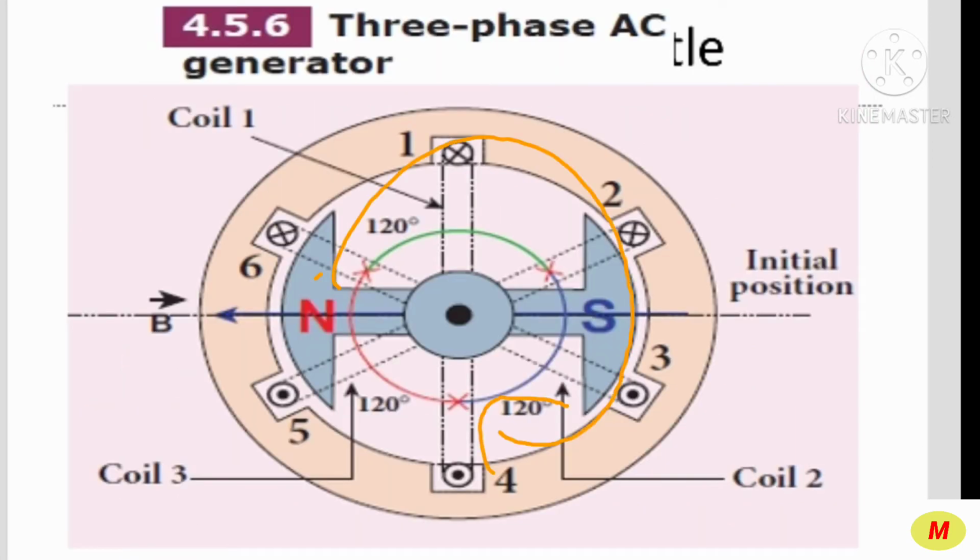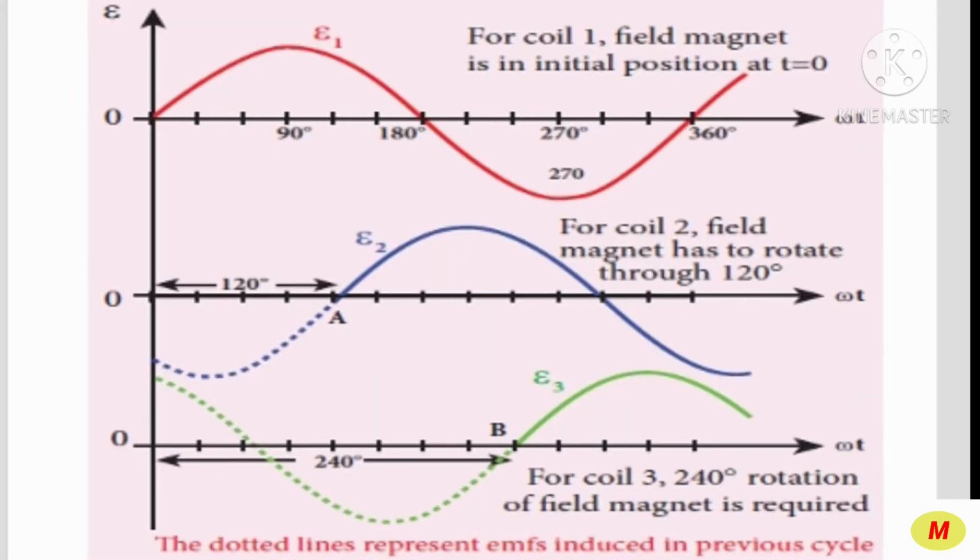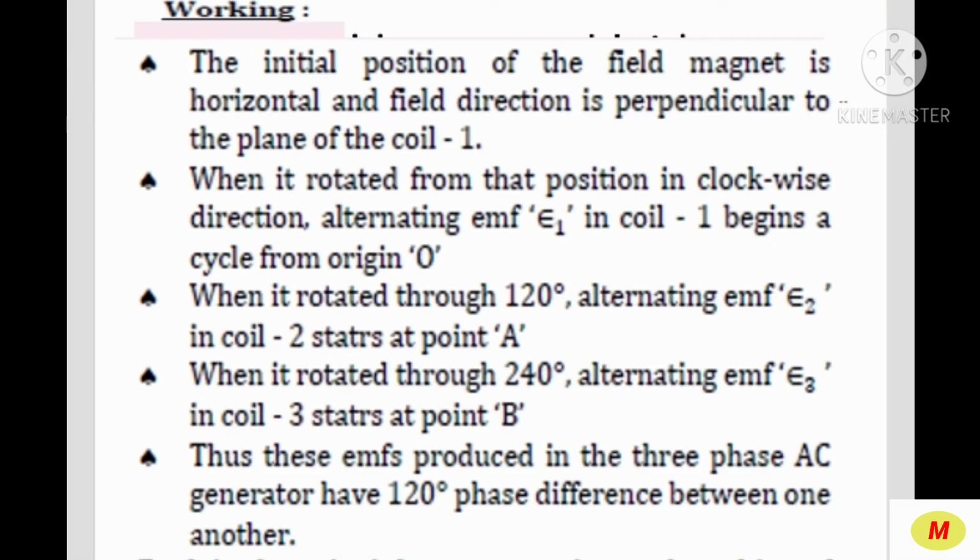When it is rotated through an angle 240 degree, the alternating EMF epsilon 3 in coil 3 starts at point capital B. Thus, these EMF produced in 3-phase AC generator have 120 degree phase difference between one another.